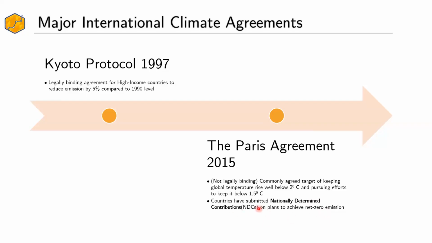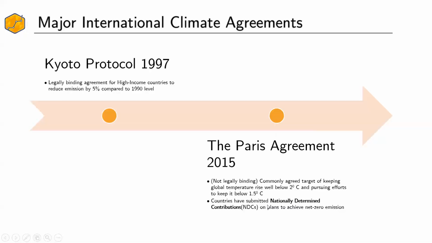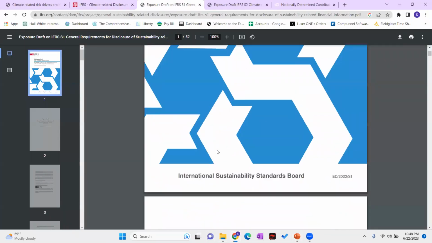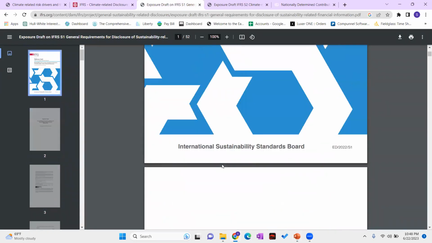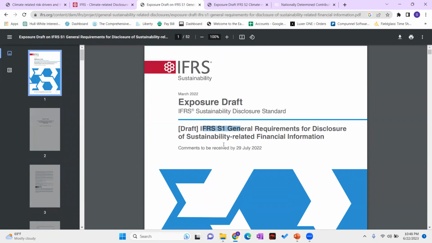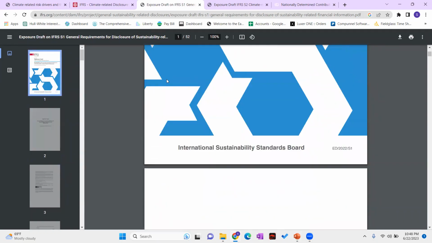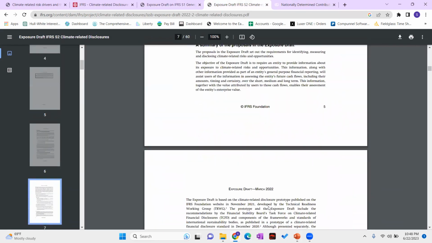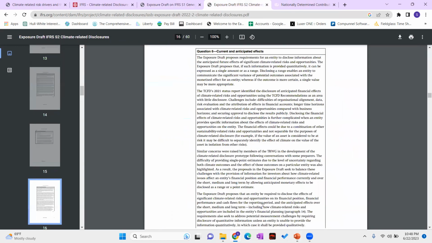All right, so let me actually show you. One second. Oops. So this is the IFRS sustainability draft that I was talking about. This is S1. It's about sustainability, and there is another one, which is, one second. Yeah, this is S2, for climate risk, climate related disclosures. Just to give you a glimpse of what they have.